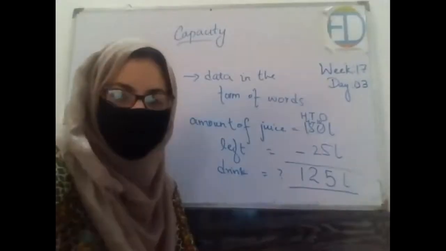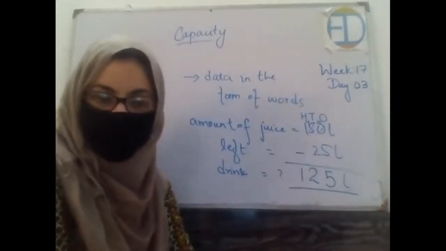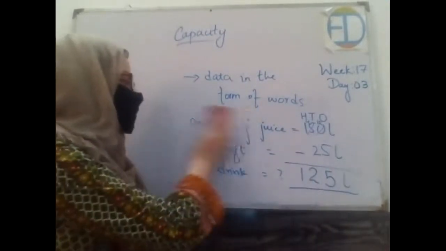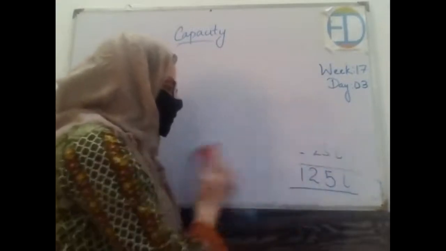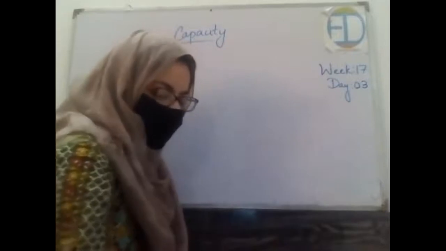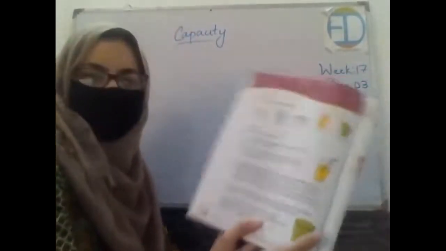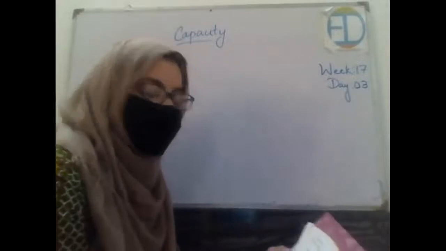Okay. So we have revised the whole concept related to capacity together. Now let's start solving the word problems of it. I want all of you to please open your book, page number 86. This is page number 86. Please open it. Now, the very first question says circle the correct measure.